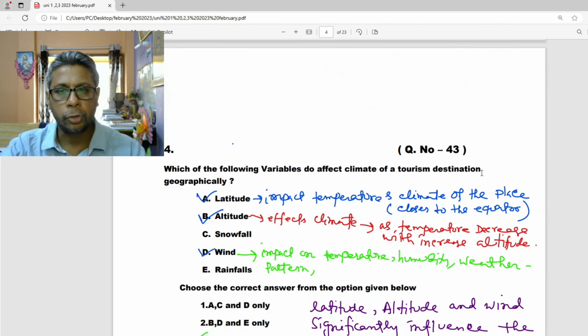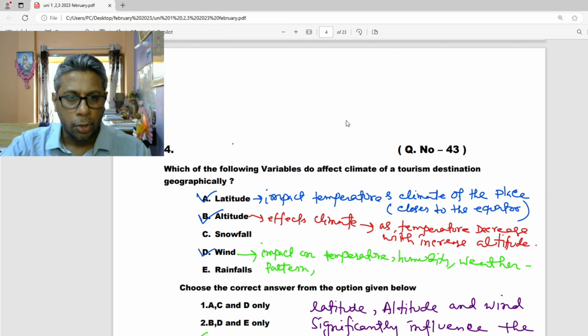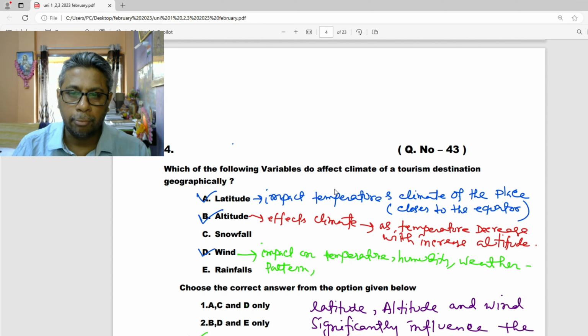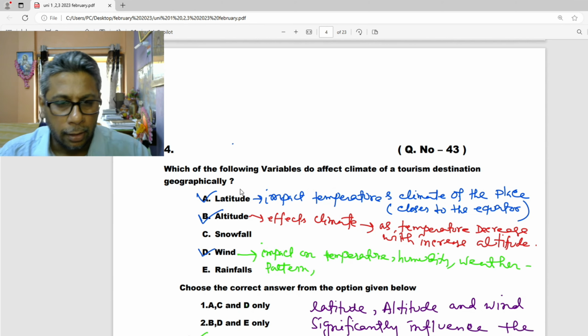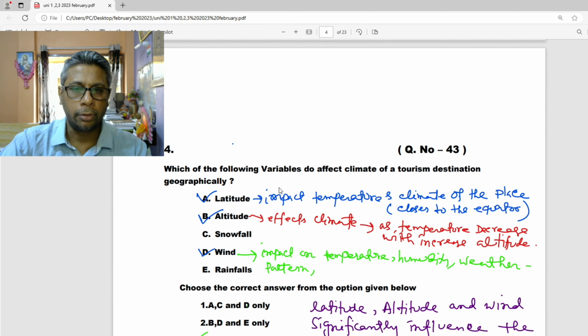Next question, question number 43. Which of the following variables affect the climate of a tourist destination geographically? Basically, three things create the effect on the tourist destination geographically.